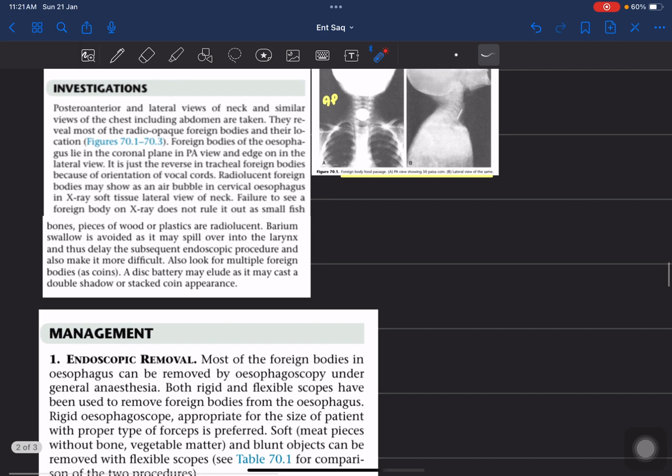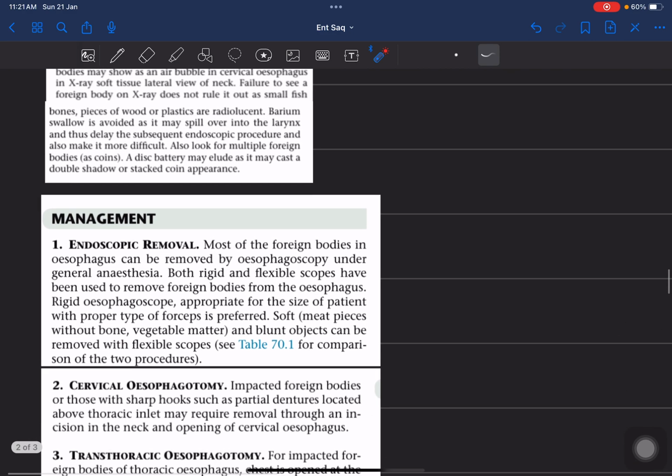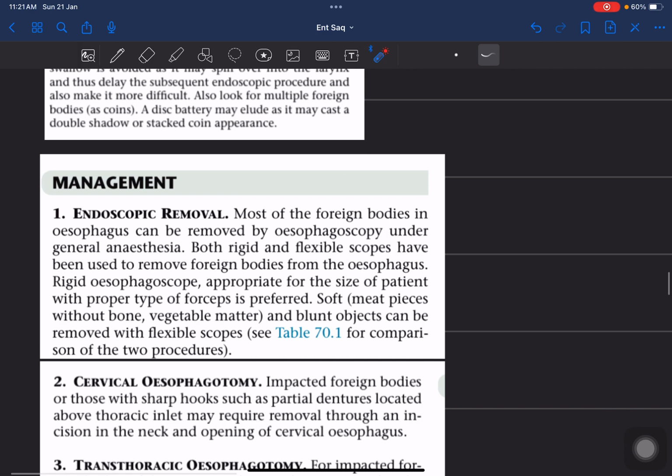Now talking about the management, we talked about investigation and management. Talking about management, the first thing we can do is endoscopic removal, right? It is also oesophagoscopic removal, right? Mainly rigid and flexible oesophagoscopes are present there. We can do it simply like this.